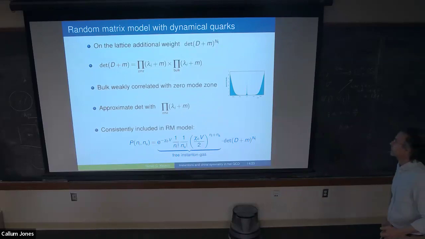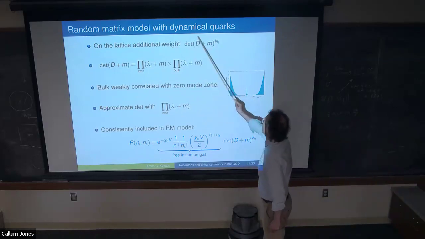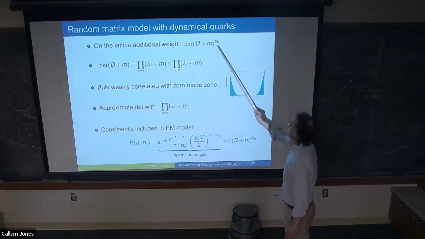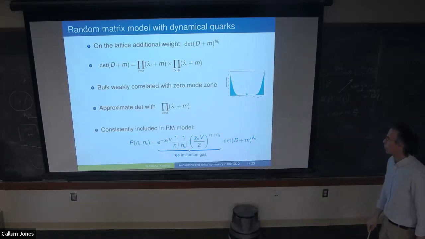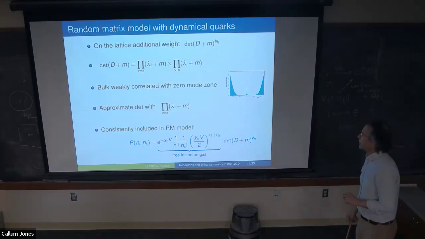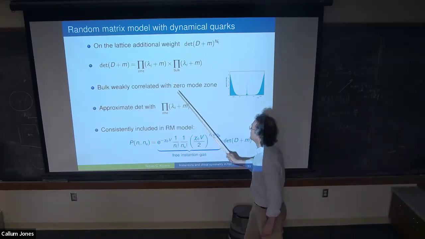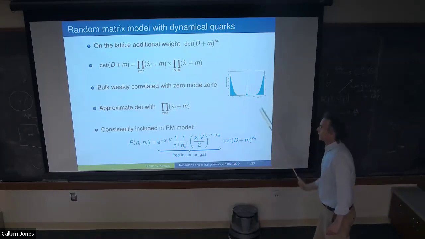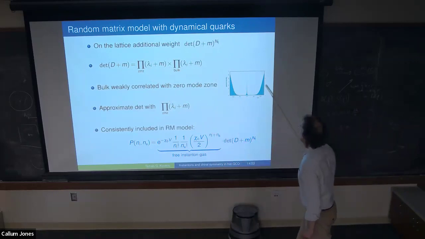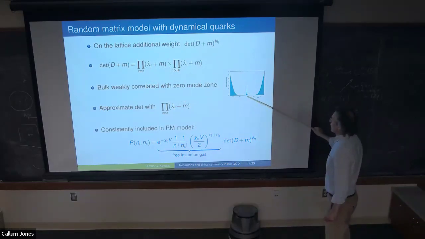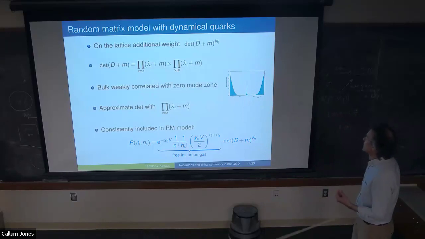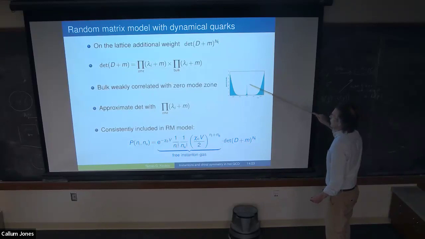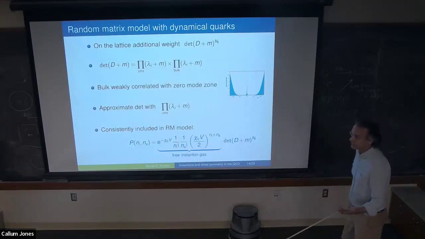Okay, but now let's go back to the task of putting back the determinant, because that's the non-trivial part. So on the lattice, you have an additional weight for each configuration, which is the determinant. I will use degenerate quarks, N_f flavors of degenerate quarks, for this small experiment, but you can, of course, generalize it. Now let's split the determinant into two pieces. This is the zero mode zone, so the product of the eigenvalues here, times the rest, the bulk of the spectrum. And the thing is that the bulk, this part of the spectrum, is very weakly correlated to whatever happens here. So this part of the spectrum basically doesn't know about this part. And this means that if you are just interested in how the determinant will suppress this part, then you can just ignore this part because there is no correlation. It doesn't talk to that part.